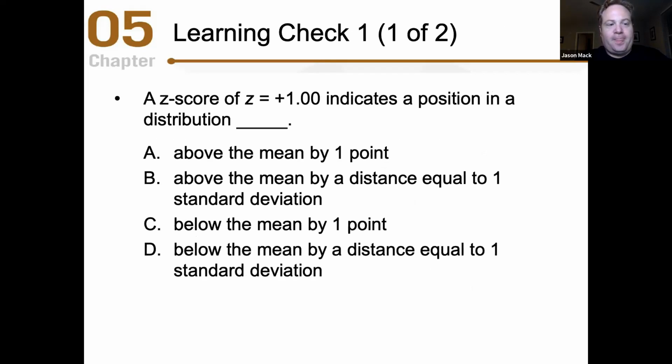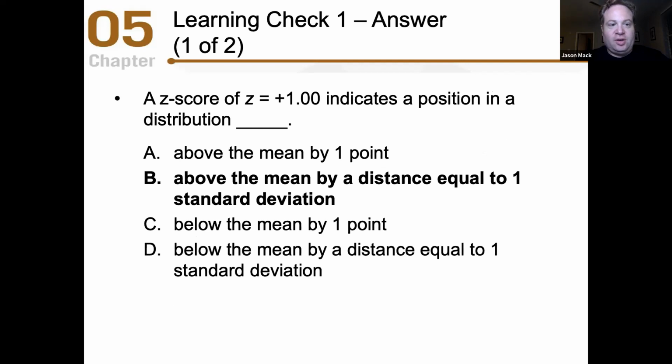So, learning check. If we have a z-score equal to +1, that indicates the position in the distribution in the following way: above the mean by 1 point, above the mean by a distance equal to 1 standard deviation, below the mean by 1 point, or below the mean by a distance equal to 1 standard deviation. So if you know, great. If you're not sure, maybe pause me or take a moment. And the answer is a z-score of 1, or 1.00, same thing, indicates the position in the distribution of above the mean by a distance equal to 1 standard deviation.